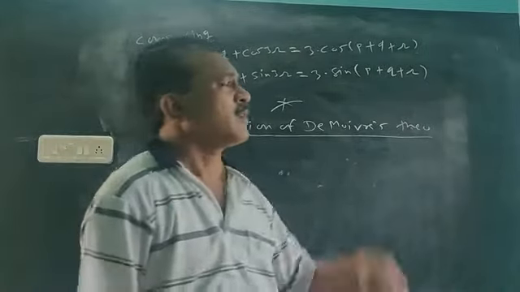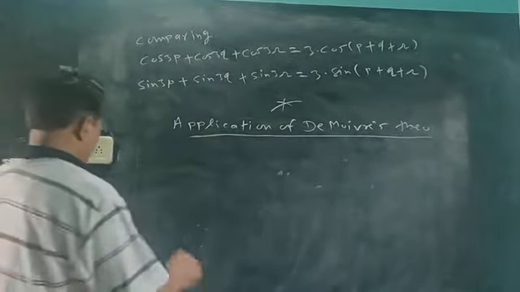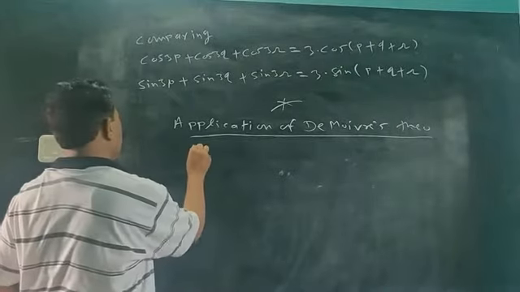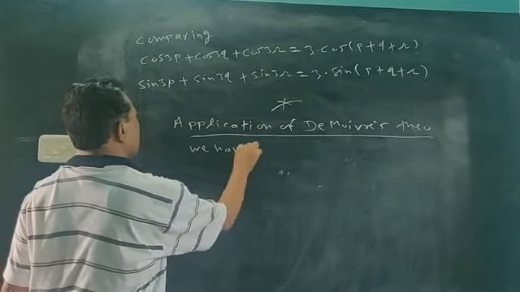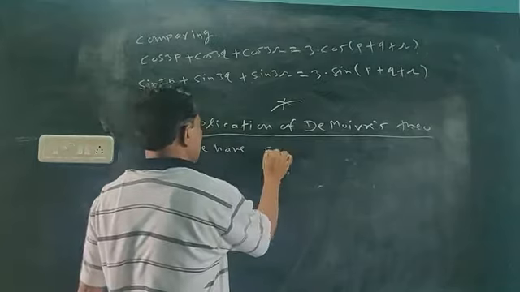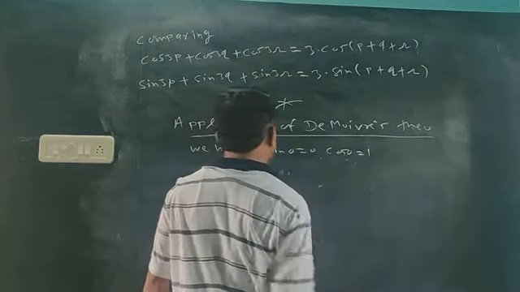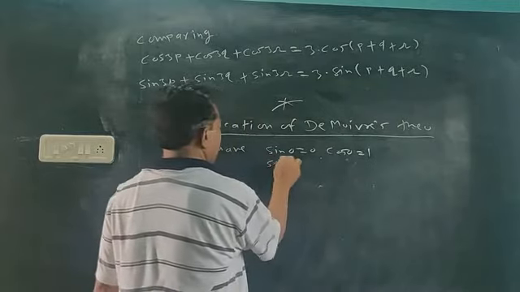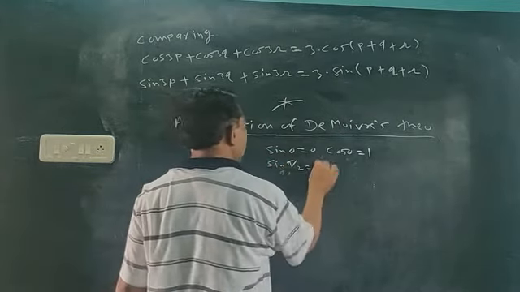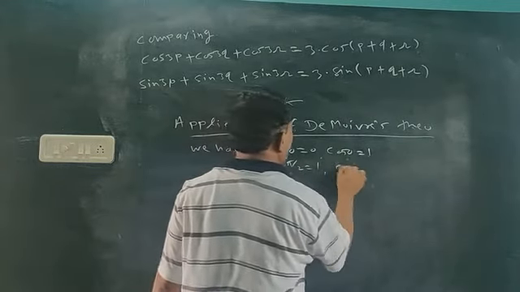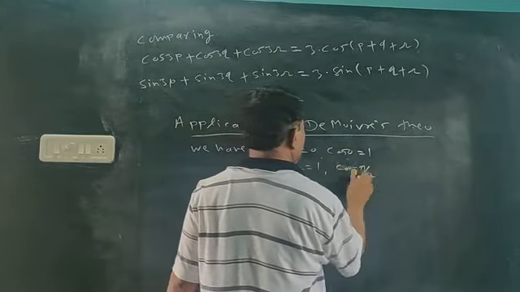Applications. So first of all, we have these angles: sin 0 is 0, cos 0 is 1, sin 90 is 1, and cos 90 is 0.